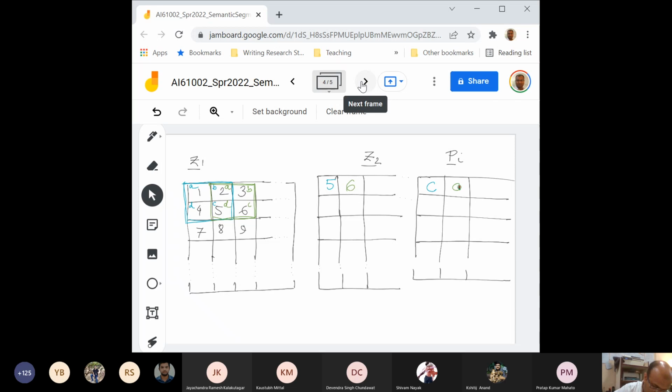Now I go to the next location, which is like this, and I write it down as again A, B, C, D. So the maximum value is 8, which also comes from the location C. And then I take this window, and my locations are A, B, C, D. So the maximum value over here is 9, and that comes from the location C.